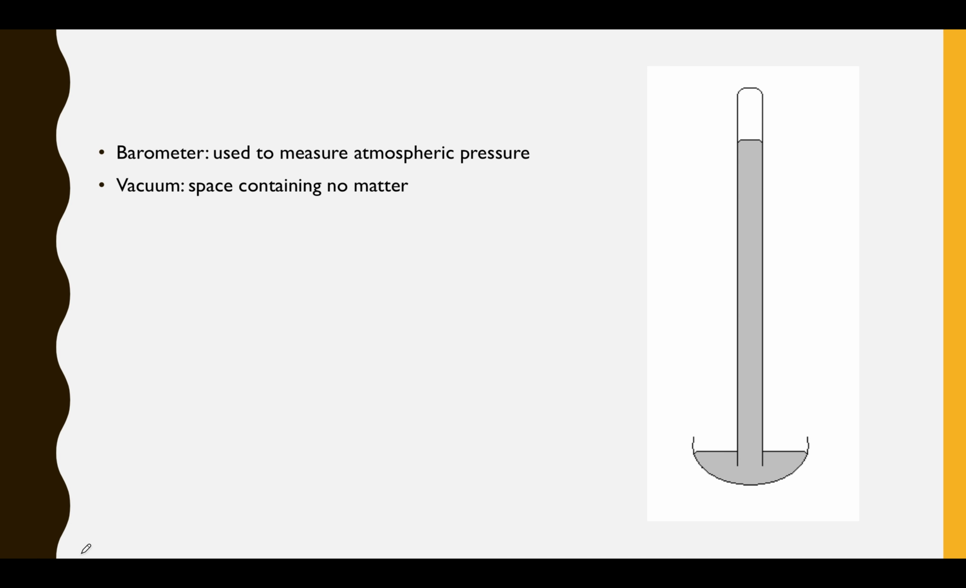A barometer is a container of some sort filled with liquid. The container is represented down here, and the gray is the liquid. The liquid is usually mercury. The tube contains a vacuum. This is what the vacuum looks like. It's this empty space right up there. A vacuum is a space containing no matter. There is zero pressure in a vacuum due to the absence of particles in the vacuum.